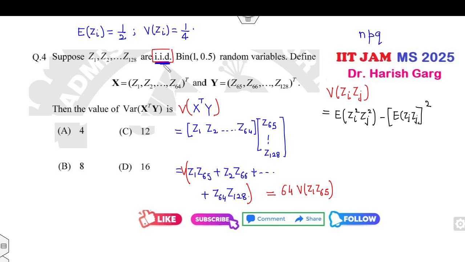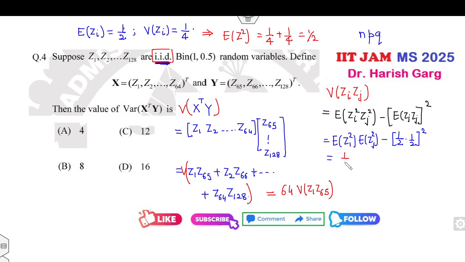Fine. Now because they are IIDs, so I can mark them as a separate E of Z square minus what is the mean, 1 by 2 into 1 by 2 square. Fine. How you can find? From the variance, I can find the value of the E of Z square, which is 1 by 4 plus 1 by 4. It is half. So this number is half.